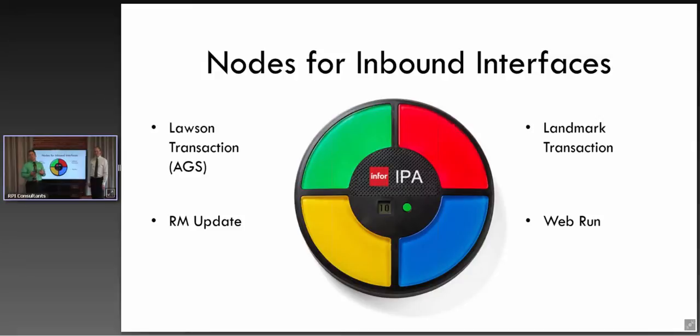And you can see on here some of the nodes that we might use are Lawson transactions, Landmark, and the web run, extremely powerful. Not only can you submit jobs with it, but you can also go out and make any web call to any particular web server and pull back some data. Very, very powerful stuff.